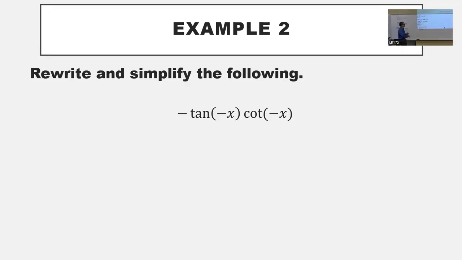Now let's do the other type of problem. The other type of problem is to rewrite and simplify. Or sometimes it just might say simplify as much as possible. Here we have negative tangent of negative x times cotangent of negative x.